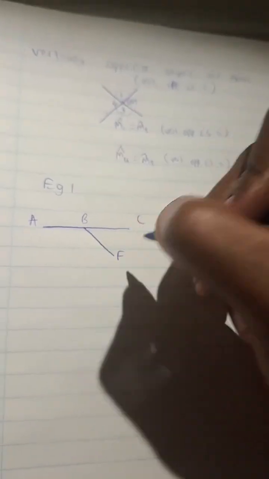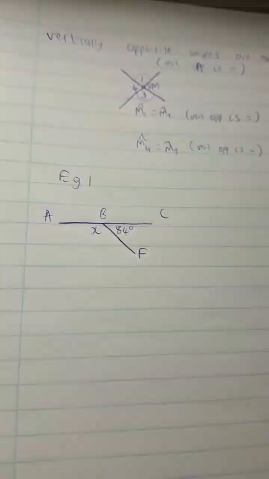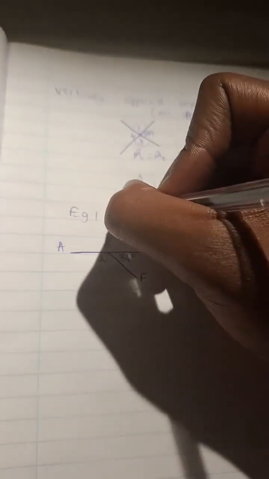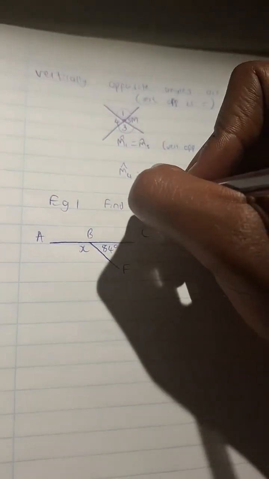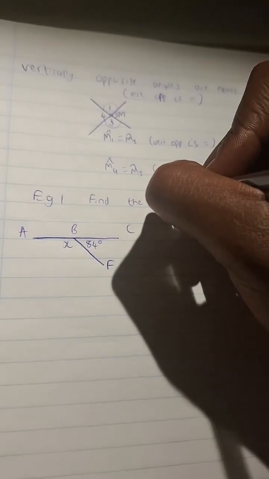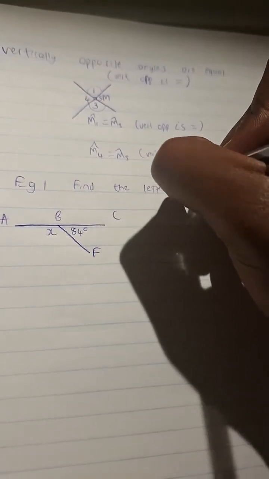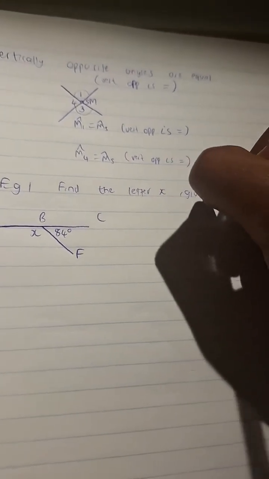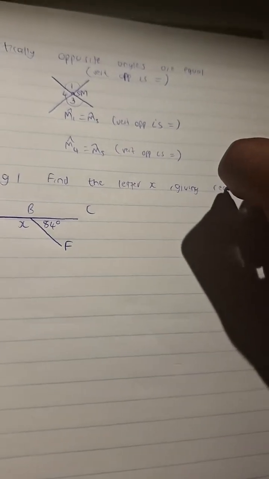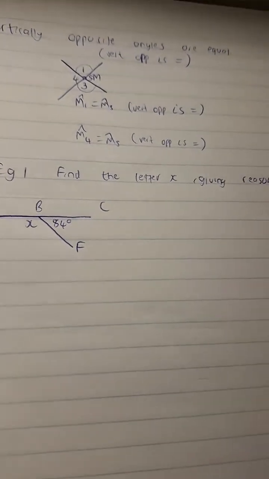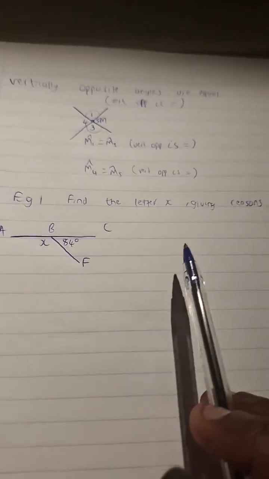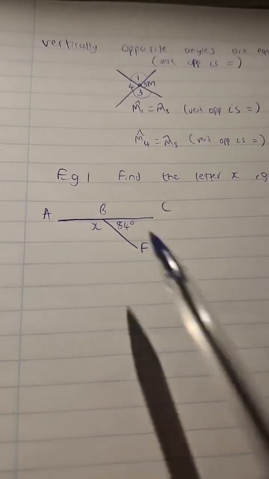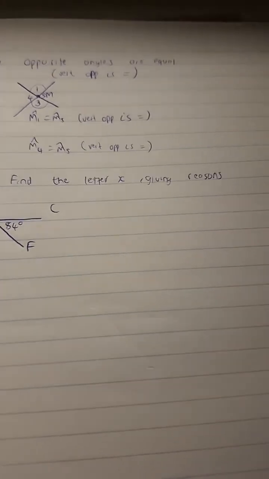Okay, say this is A, B, C, that's F, we have X, we have 84 degrees. And what they are saying here is, find the letter X, giving reasons. Okay, find the letter X giving reasons.